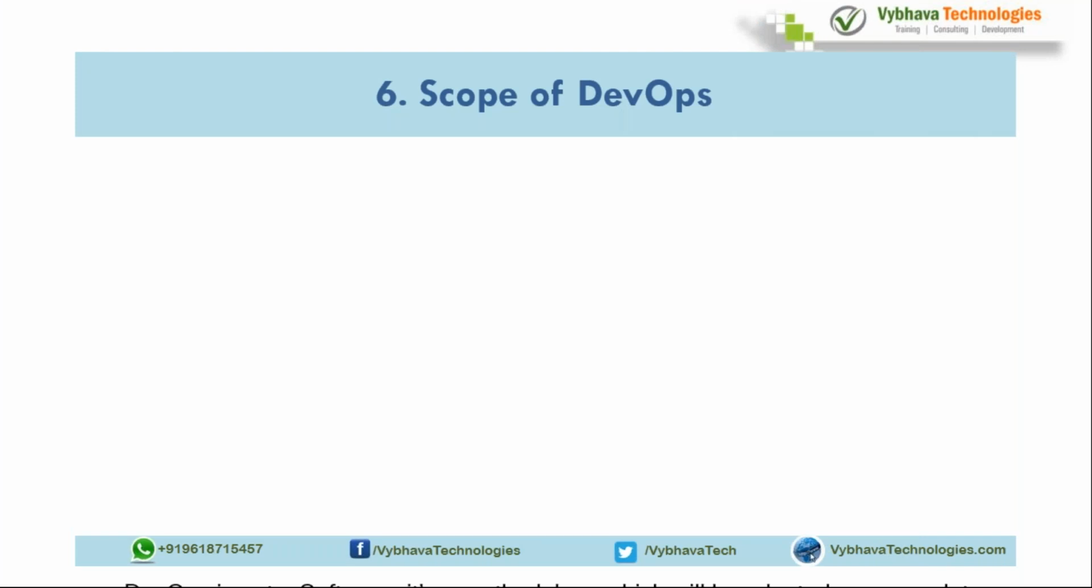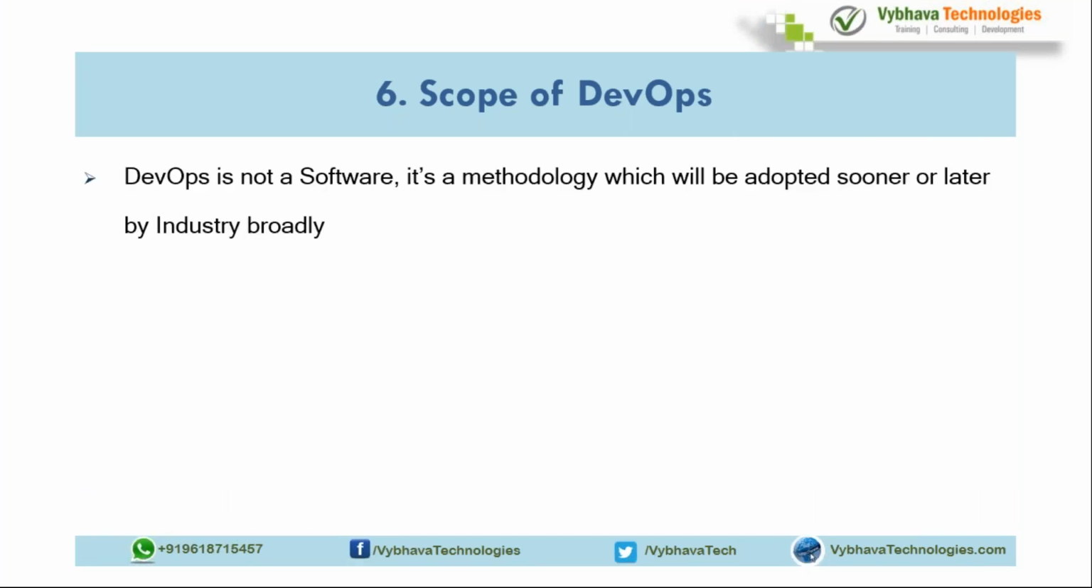So what is the scope of DevOps? DevOps is not a software, it is a methodology, and it will be adopted sooner or later. So how many people are into DevOps? Most of the IT and software industry is moving towards DevOps culture. Around 40% have moved towards this. And all cloud-based applications, the applications which are in the cloud, go 100% with the DevOps team.